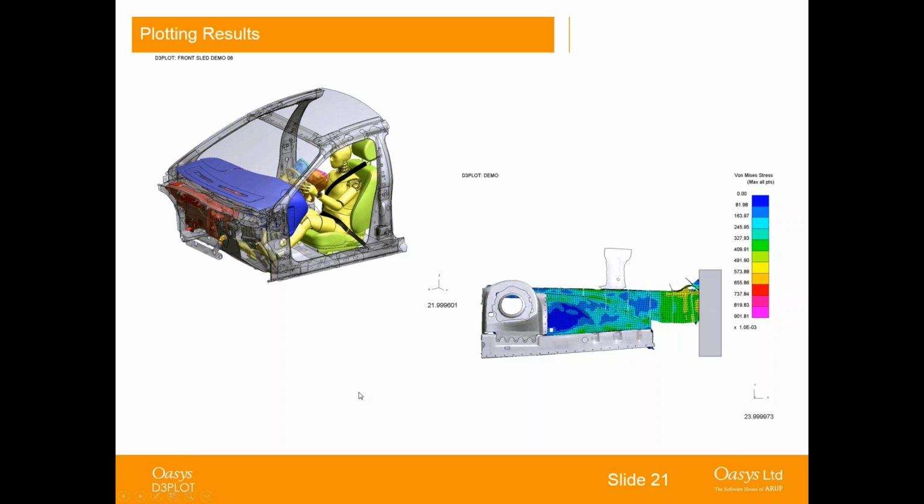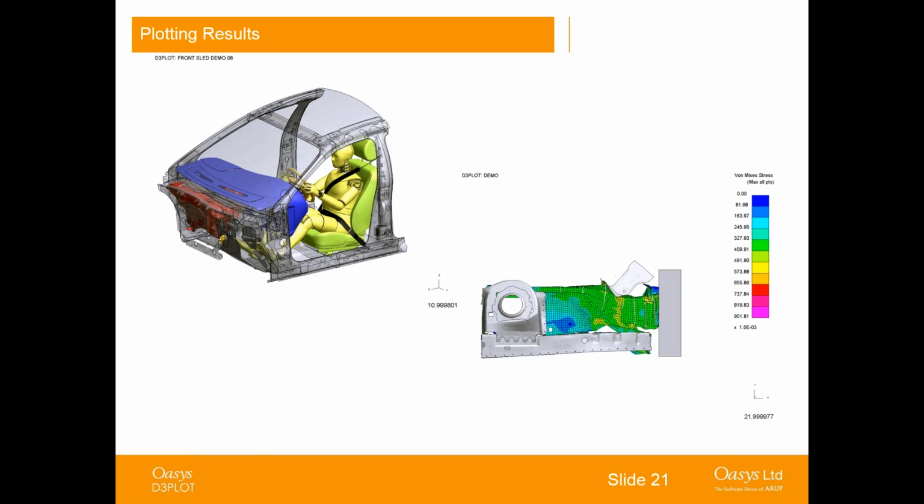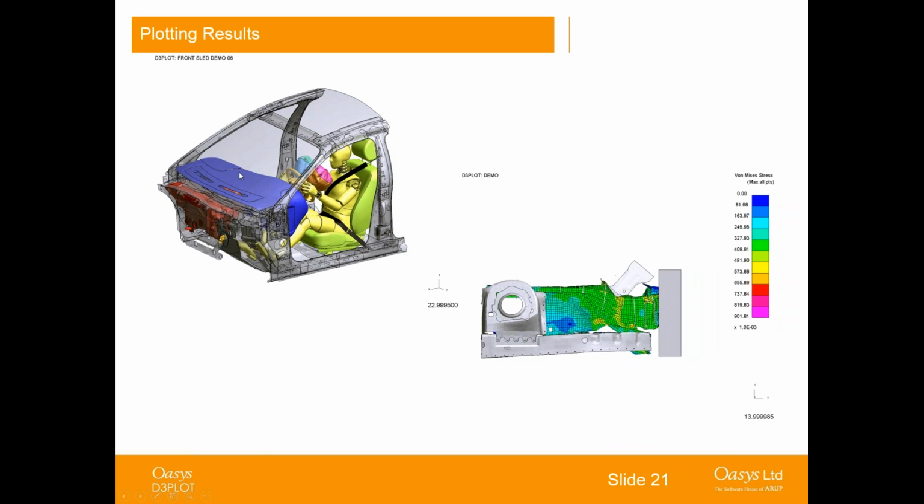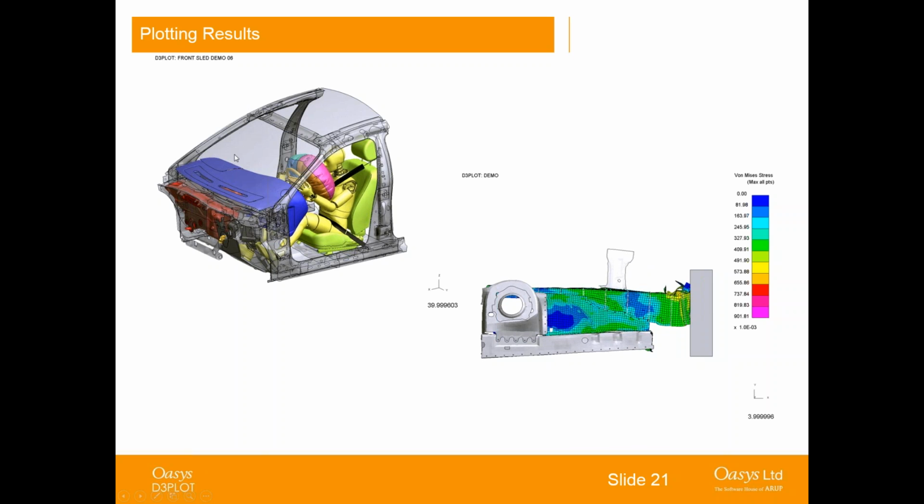Okay, hopefully everyone can see these. I'm going to talk about plotting results. This is a very powerful feature of D3plot because it is very quick in the way that it reads in files and plots results. Hopefully you can see the animations. On the top left corner, we have just a shaded plot, and you can see that some of the parts have been made transparent. We've also changed the colors of the body to white in this case.